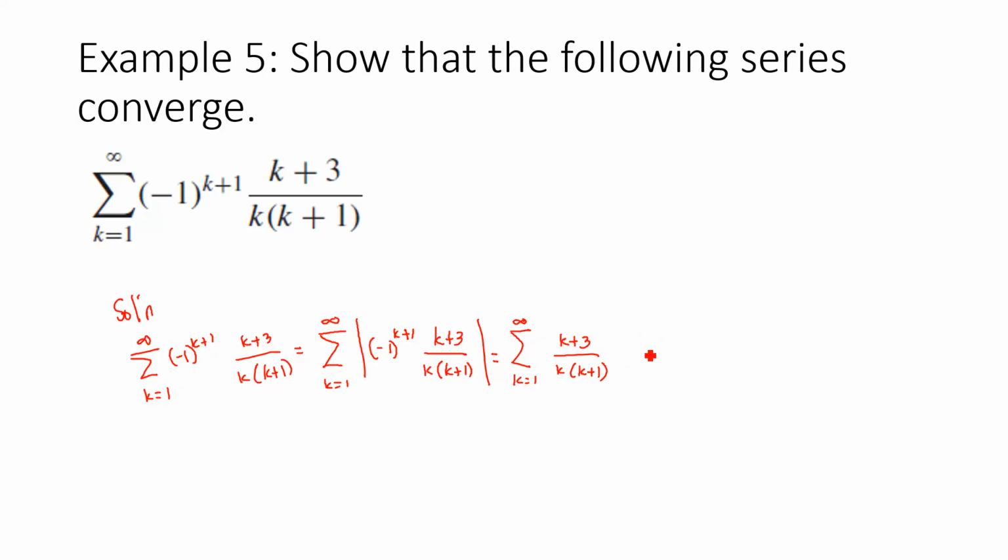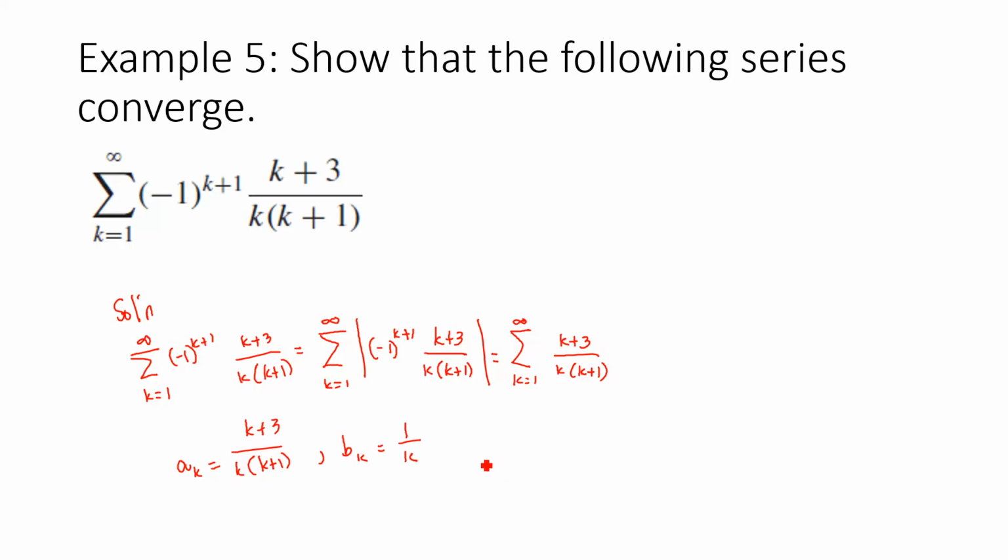because in this case we have the concept of a p series with p equal to 1. To prove that the series of absolute values diverges, we apply the limit comparison test, where a sub k is equal to k plus 3 over k times the quantity k plus 1, and b sub k is equal to 1 over k.